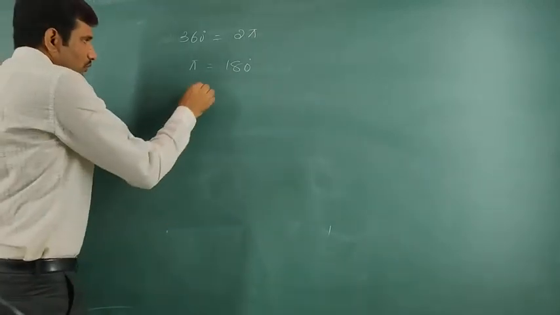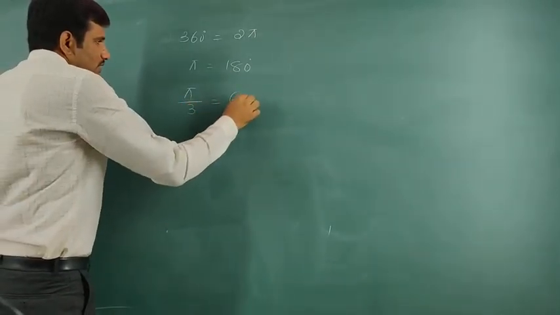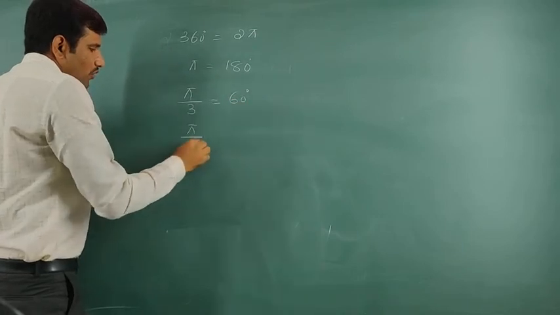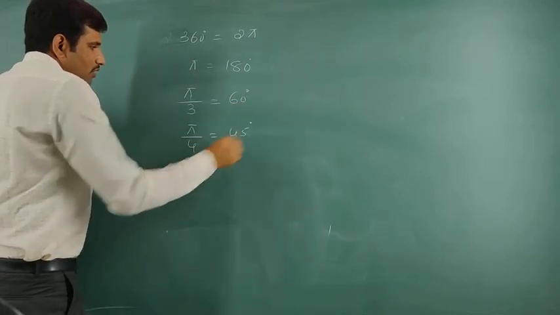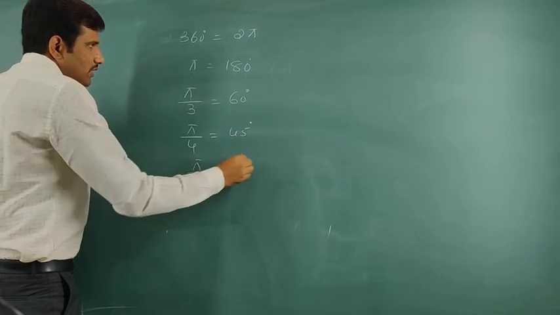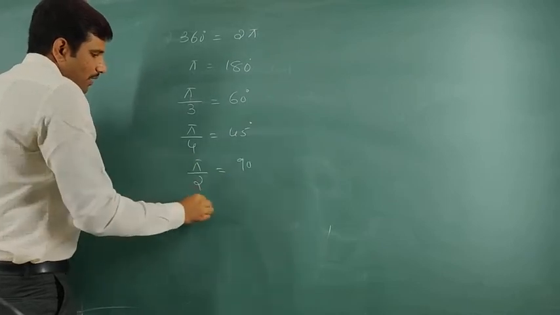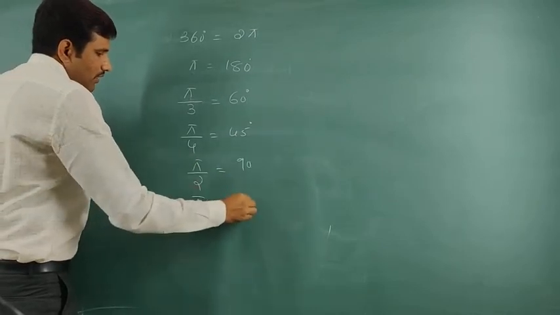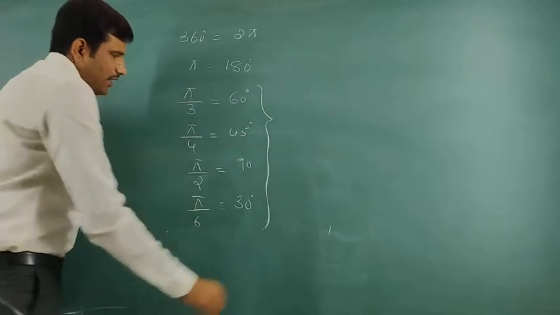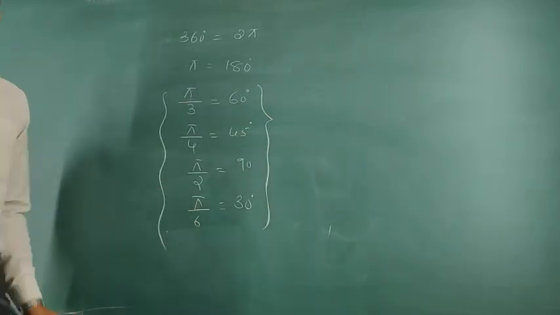Already we know this from high school. Pi by 3 means it is 60 degrees. Pi by 4 means it is 45 degrees. Similarly, pi by 2 means it is 90 degrees, and pi by 6 is nothing but 30 degrees. So these angles are in degrees, and these angles are in radians.